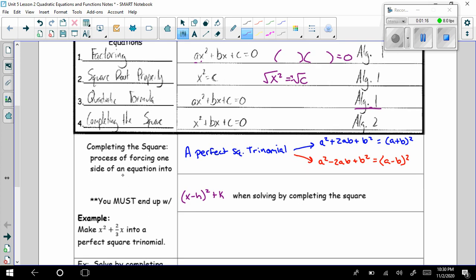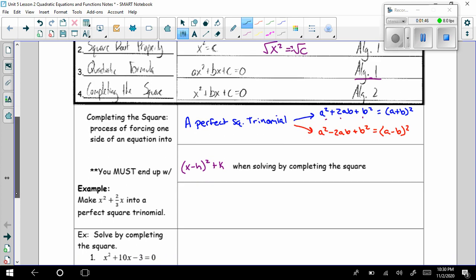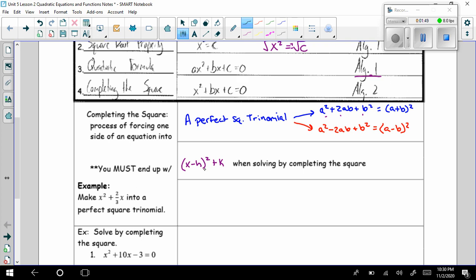Remember that when you're completing the square, you're forcing one side of the equation into what's called that perfect square trinomial. So you're getting that pattern where you have a squared plus 2ab plus b squared. So where it will factor as either a plus b quantity squared or a minus b quantity squared. When we're converting, you must end up with x minus h squared plus k to be able to solve by completing the square. That's our end goal here. We're also going to look at converting standard form into vertex form the same manner.